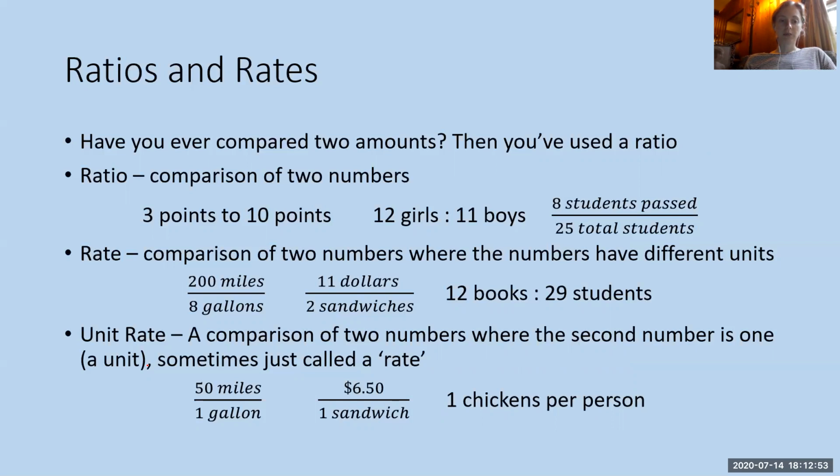And I've got a few examples here. So maybe we're comparing scores in a game. We could compare 3 points to 10 points. Maybe we're comparing number of girls in a classroom to number of boys. We could say 12 girls to 11 boys. Maybe we're comparing the number of students who passed a test to the total number of students. So we might have 8 students who passed compared to 25 total students.